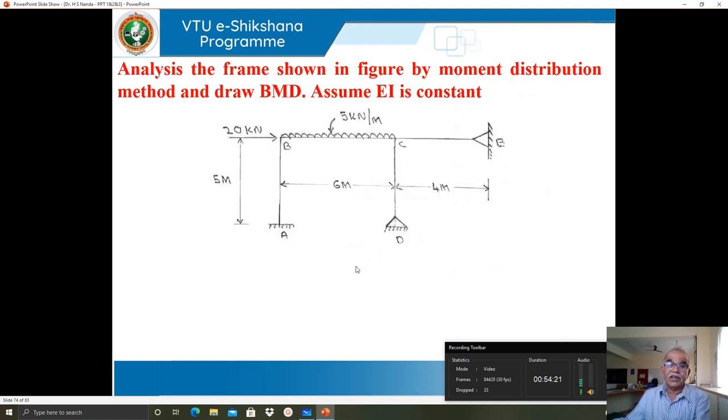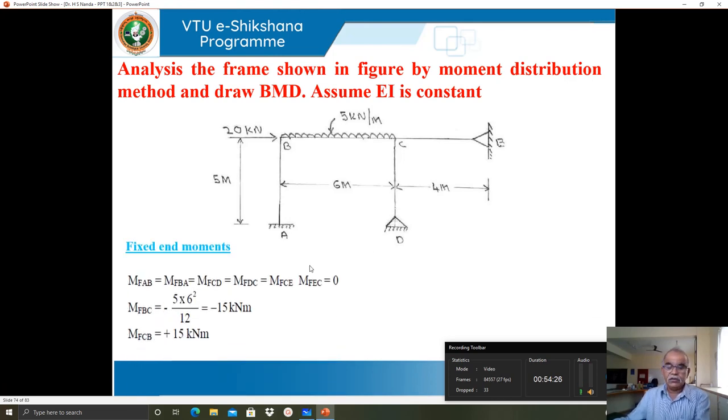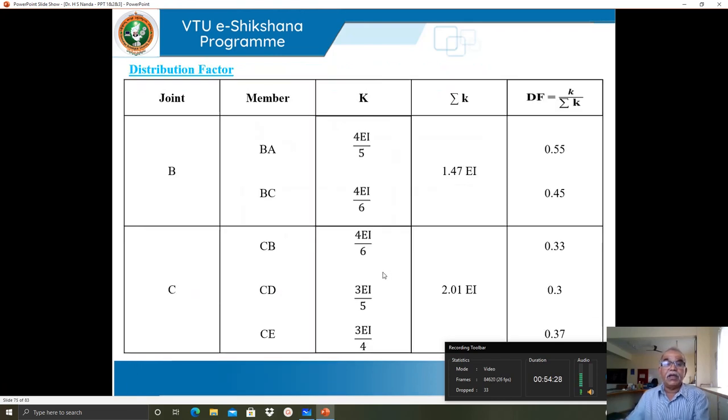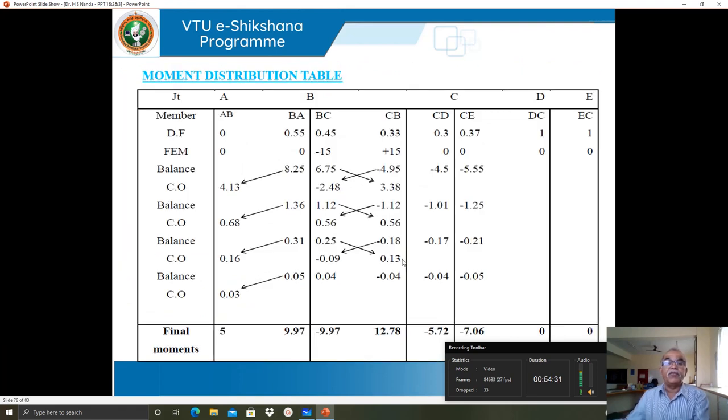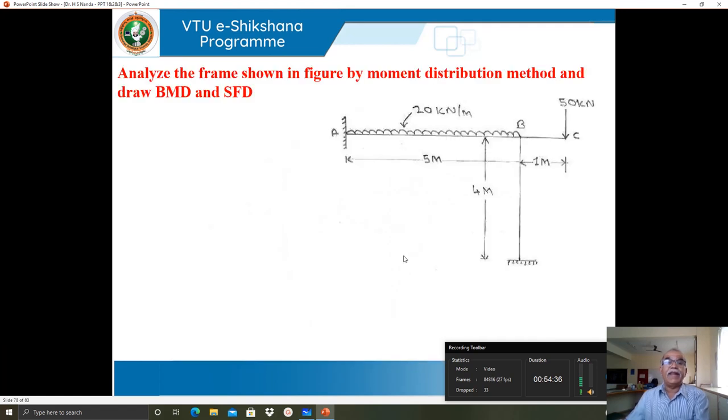diagram. And this is another frame, this is also a non-sway frame, and the same procedure: calculating FEMs and distribution factors and moment distribution table, diagrams. And this is another problem with overhanging portion. This is also a non-sway frame because of fixity here. Even though it is unsymmetrical in the geometry, this fixed end will not permit the beam or the frame to bend laterally to the right side.